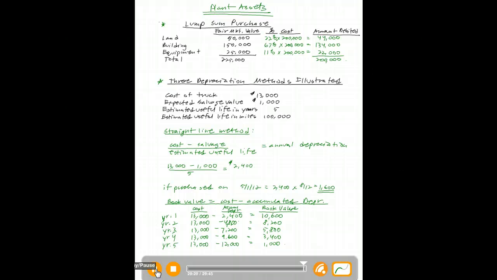So the alternate depletion journal entry for year 1 would be debit depletion expense for 400,000 and credit the coal mine for 400,000. So you don't have an accumulated depletion account in that case.